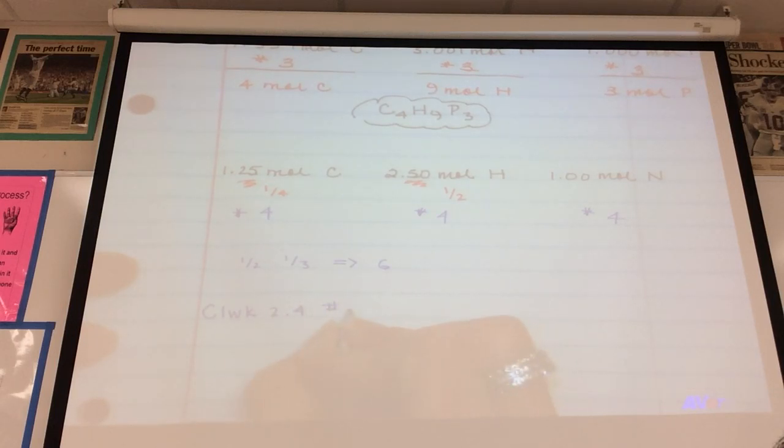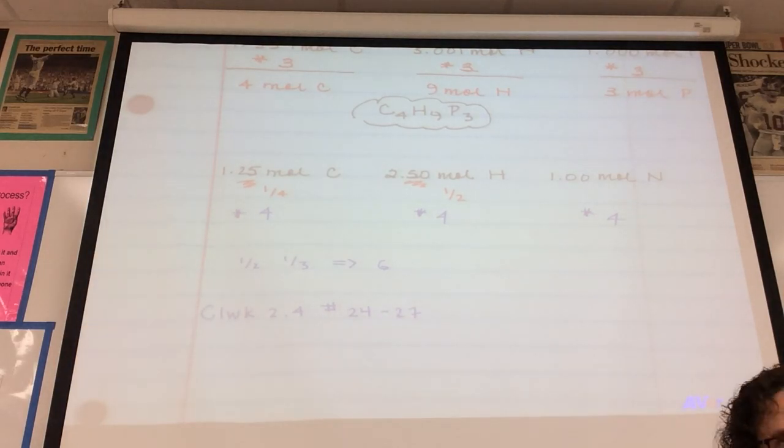the problems that go with this section are 24 through 27. If you feel like you need more, I'll give you more. I also have a review sheet for you for this test. It's all problem solving. But at this point, you should feel somewhat comfortable writing empirical formulas. You'll see how empirical formulas fit into this whole mole concept that we've been talking about.